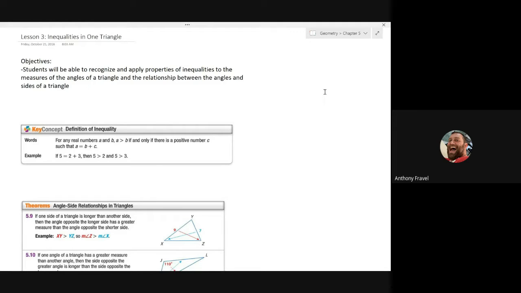All right, lesson 3, inequalities in one triangle. The objective for the lesson: students will be able to recognize and apply properties of inequalities to the measure of the angles of a triangle and the relationship between the angles and the sides of a triangle. When it gets down to the definition of inequality, don't worry about that one right now. I will talk about it later on towards the end of the lesson, but for right now, it really doesn't make too much of a difference. So I'm going to ignore it for now, and I'm going to get to talking about the theorems, specifically the angle-side relationships that they have in triangles.